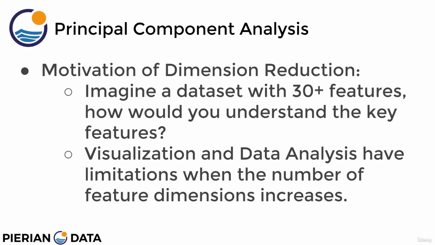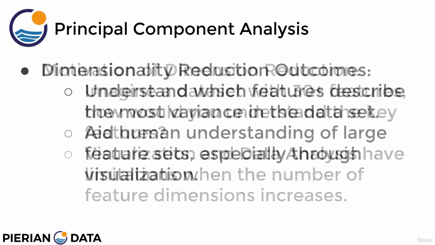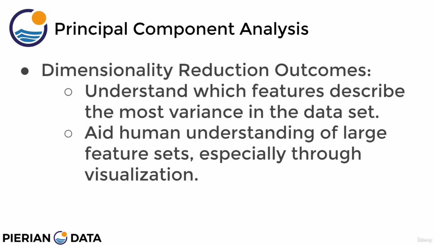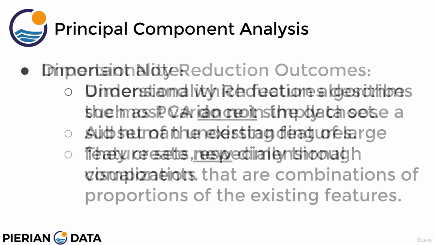It will also help you understand what were the actual important features that were explaining the variance. Which means we're looking for 2 main outcomes for dimensionality reduction. One is to understand which features describe the most variance in the dataset, and 2 is to aid human understanding of large feature sets, especially through visualization.